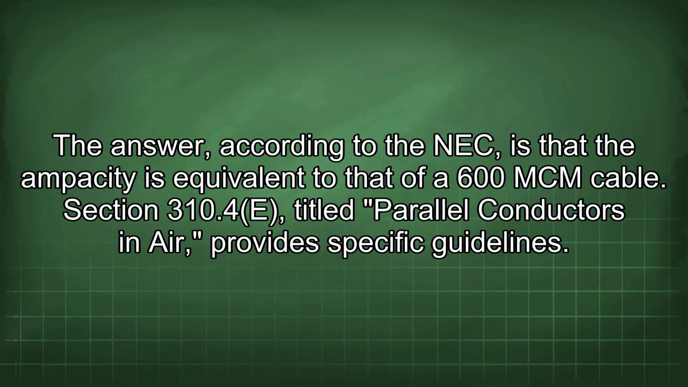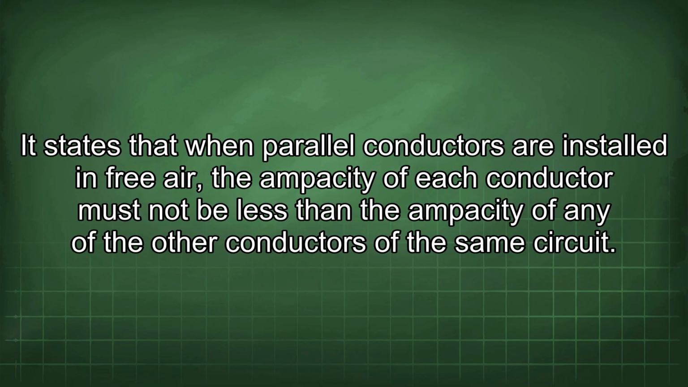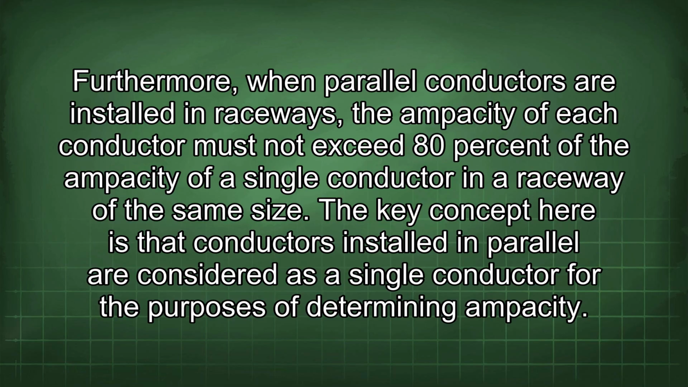Section 310.4e, titled Parallel Conductors in Air, provides specific guidelines. It states that when parallel conductors are installed in free air, the ampacity of each conductor must not be less than the ampacity of any of the other conductors of the same circuit. Furthermore, when parallel conductors are installed in raceways, the ampacity of each conductor must not exceed 80% of the ampacity of a single conductor in a raceway of the same size.